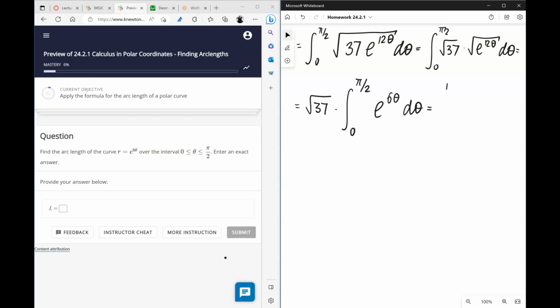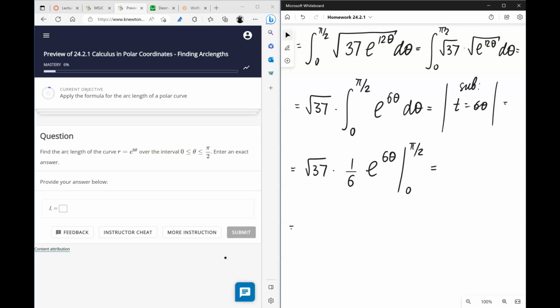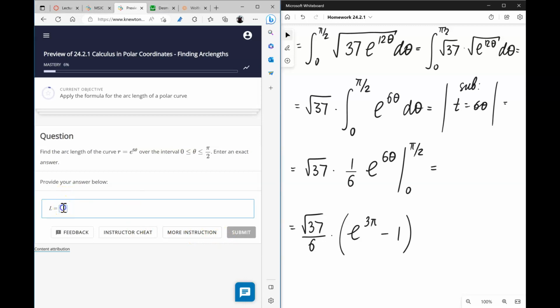This is just a simple integral that we can do with the substitution t equals 6 theta. I'll just write the answer here. We're going to have 1/6 e to the power 6 theta from 0 to pi over 2. Plugging everything in, we get e to the power 3 pi minus e to the power 0, which is 1. So this is the exact answer.